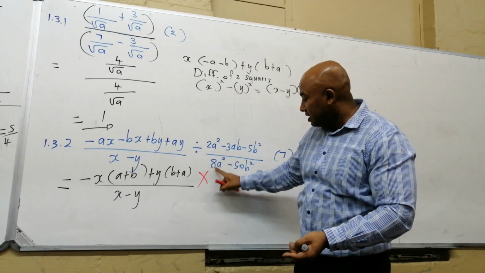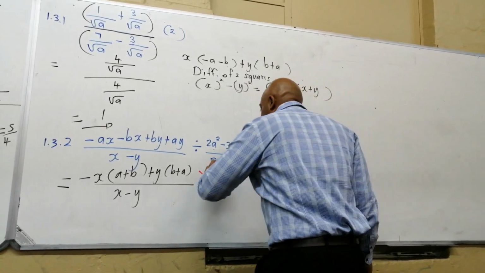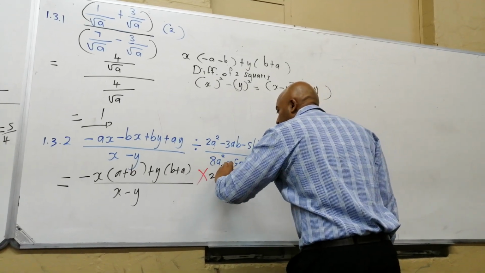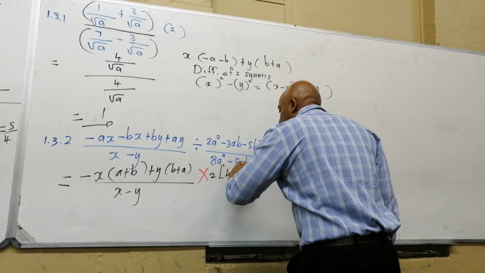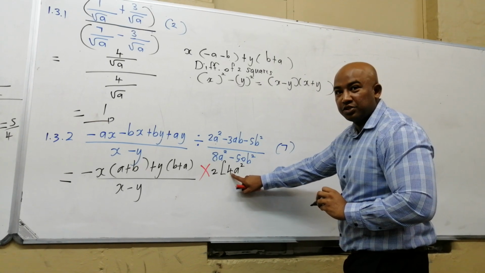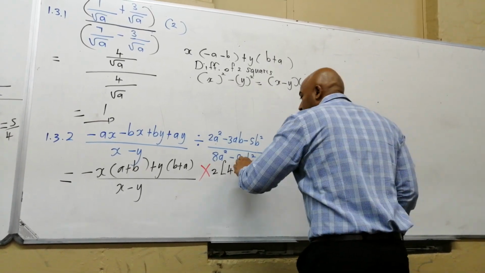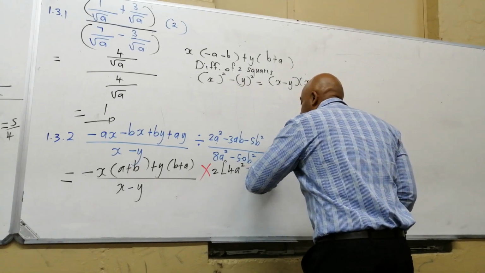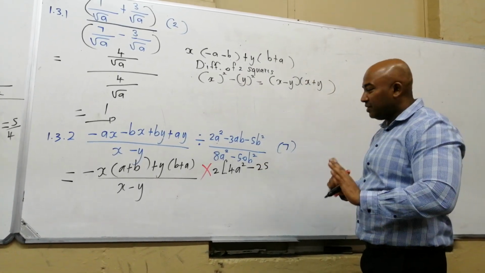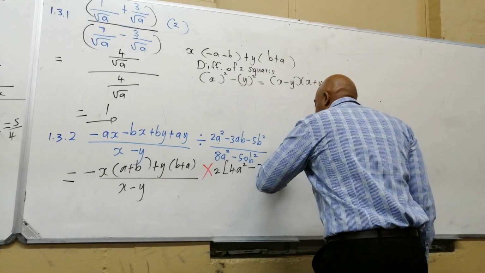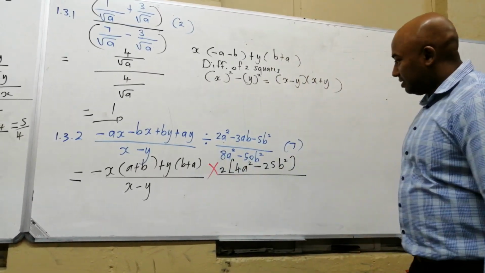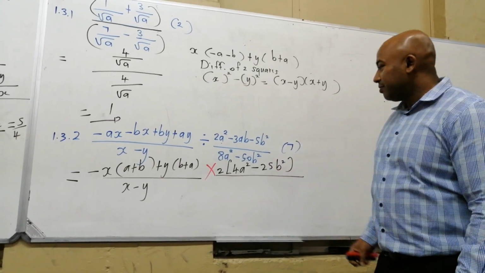So if I take out 2, what am I going to be left with? 2 times 4 is 8, so that will be 4a squared. I know 4 is a perfect square, that's 2 squared. I can apply it minus 25. We know that 25 is 5 squared, so we know it's going to work out nicely now. Times b squared, all divided now. The denominator, now this is going to come to the bottom.